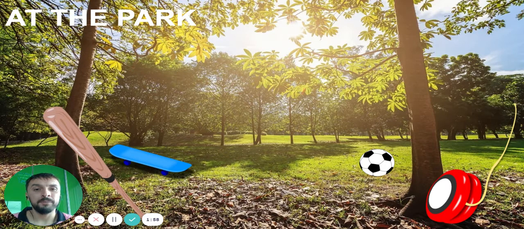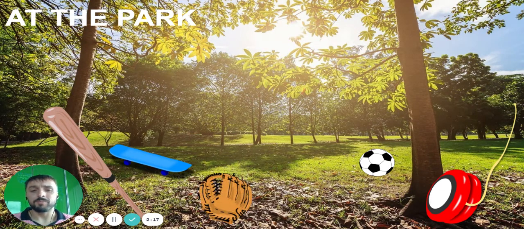This one here is the bat. What do you have? I have a bat. What does he have? He has a bat. What does she have? She has a bat. And two more. This is the glove, with your GL sound. What do you have? I have a glove.